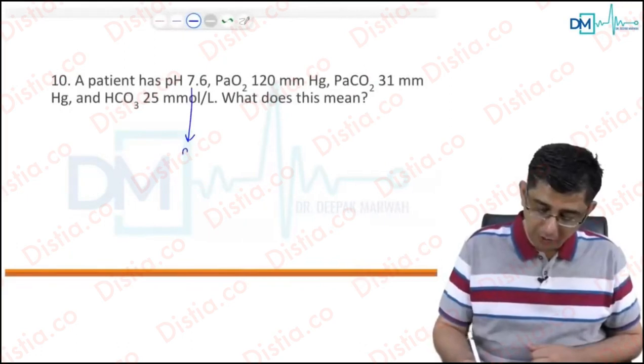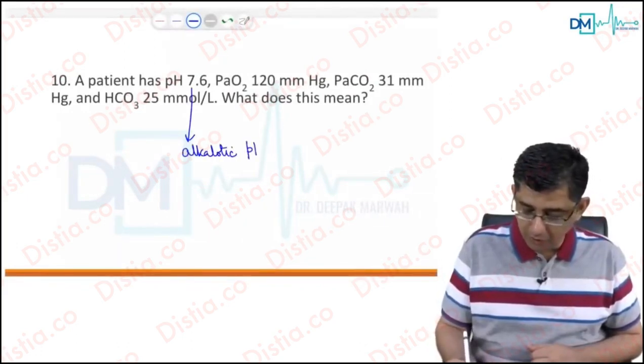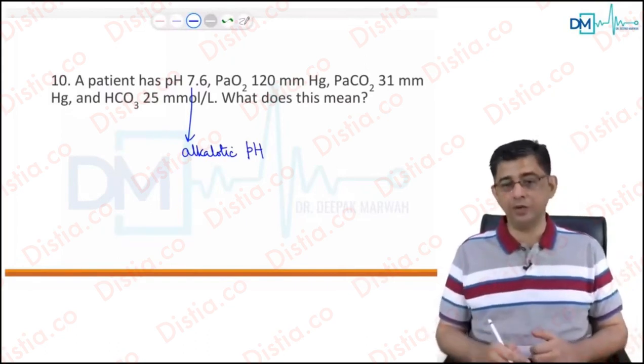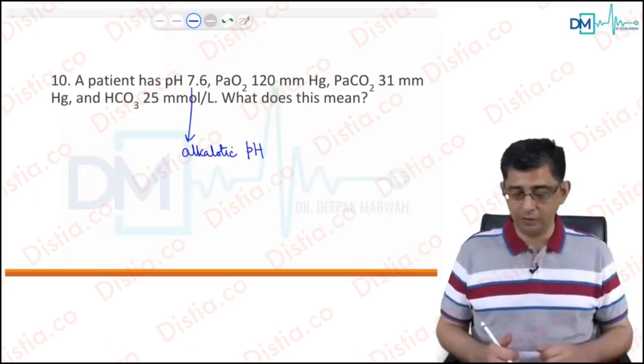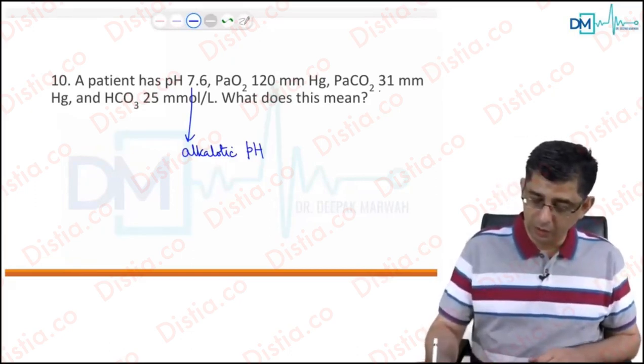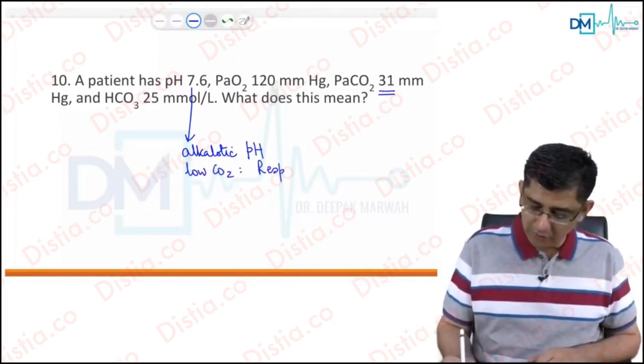The pH of the patient is alkalotic. For alkalotic pH, there are two possibilities. Either it could be respiratory or it could be a metabolic problem. Let us see what is the problem of this guy. In this guy, you can see PCO2 is less. So immediately that tells me it is a respiratory alkalosis in this patient.